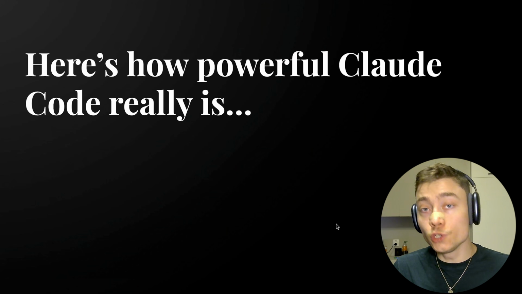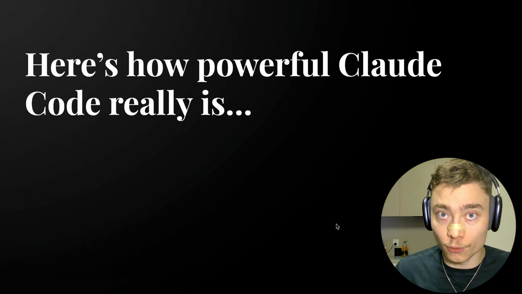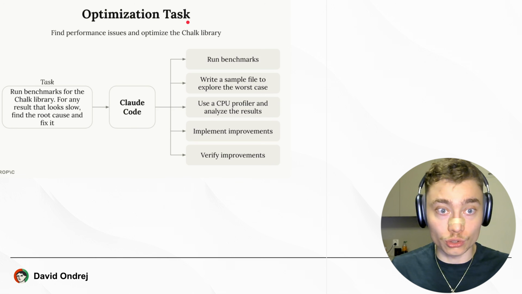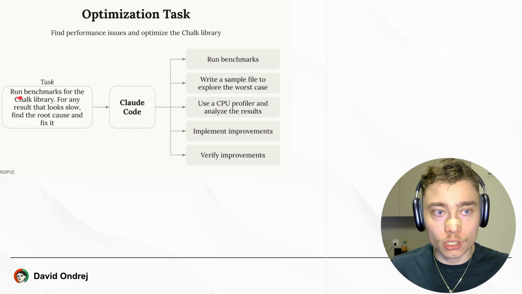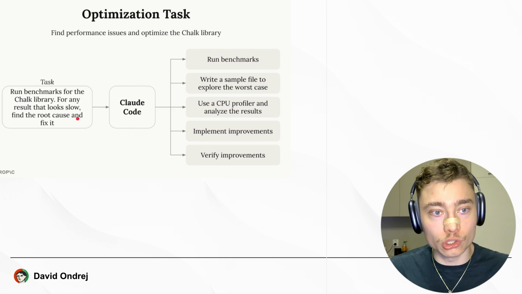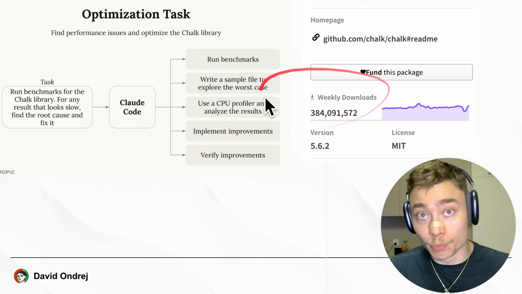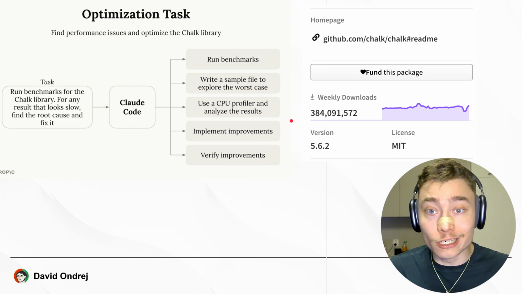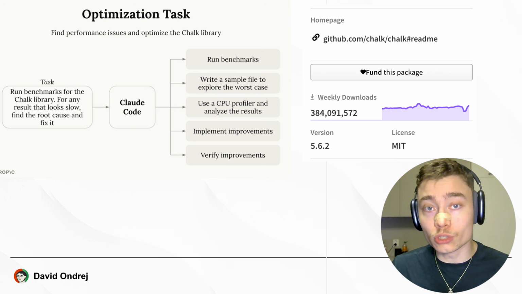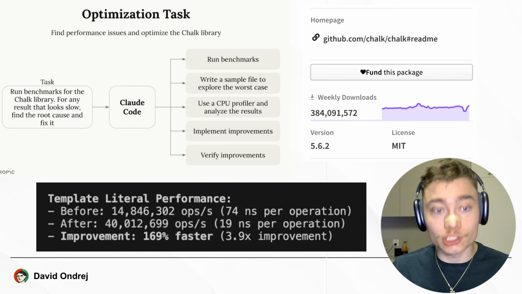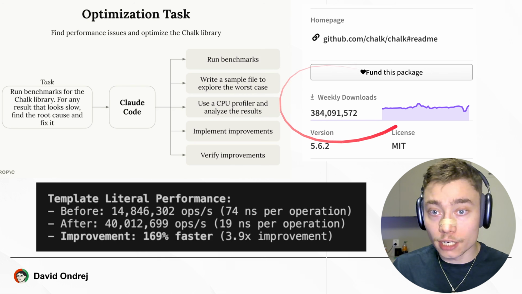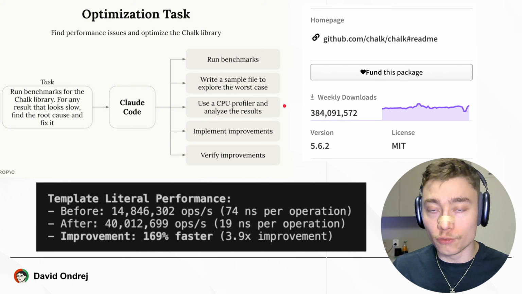And here are a few examples to show you just how powerful Claude Code really is. First, we have this optimization task that Claude Code was tasked to do with the following prompt. Run benchmarks for the chalk library. For any result that looks slow, find the root cause and fix it. Keep in mind that this is a super popular library with nearly 400 million weekly downloads. So you would think that this is already very optimized, but Claude Code actually managed to find serious improvements. For one specific use case, it even managed to find a 3.9x improvement in speed in a library that literally tens of millions of applications use.